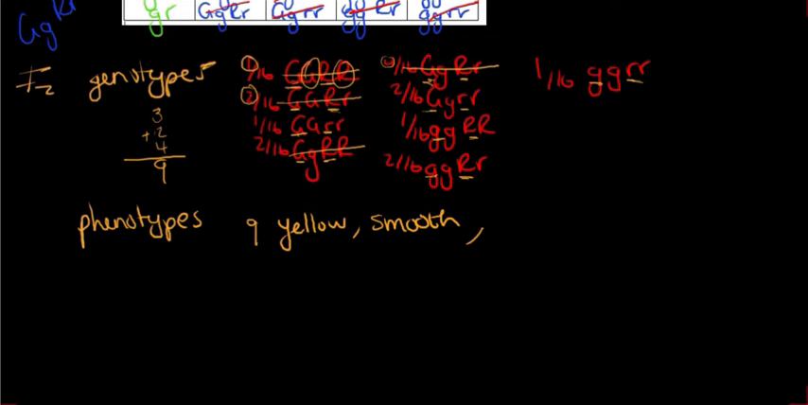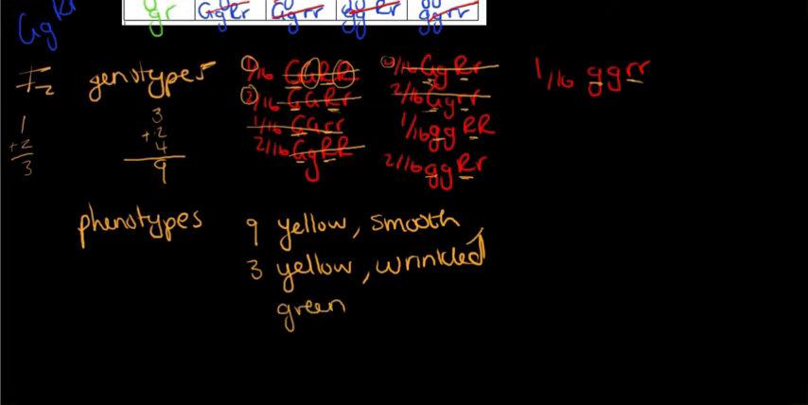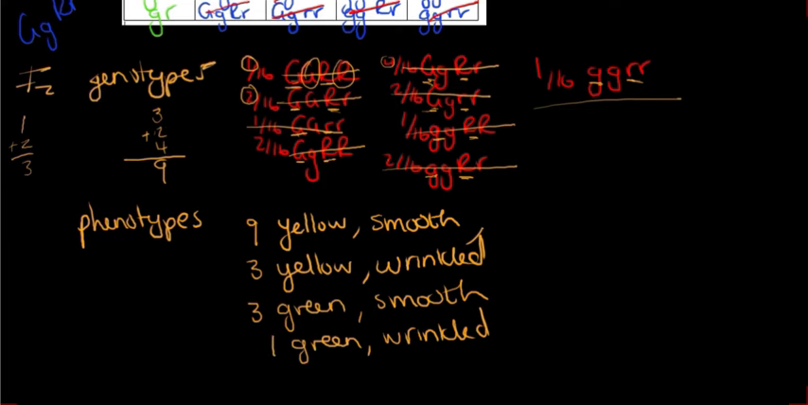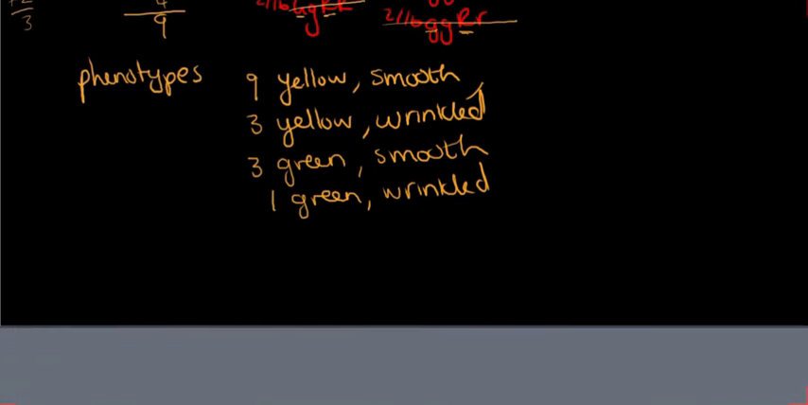Then the next one will be yellow and wrinkled that we need to look for. How many of them are there? So there's 1 that is yellow and wrinkled. There's another yellow and wrinkled, and there are 2 of them. And that is all. So in total, there will be 3 that are yellow and wrinkled. Next will be green and smooth. How many of them are there? There's 1, 2, 3. So 3 of them will be green and smooth. And then lastly, green and wrinkled. There will be 1. And this you can then also use to do your phenotypic ratio.